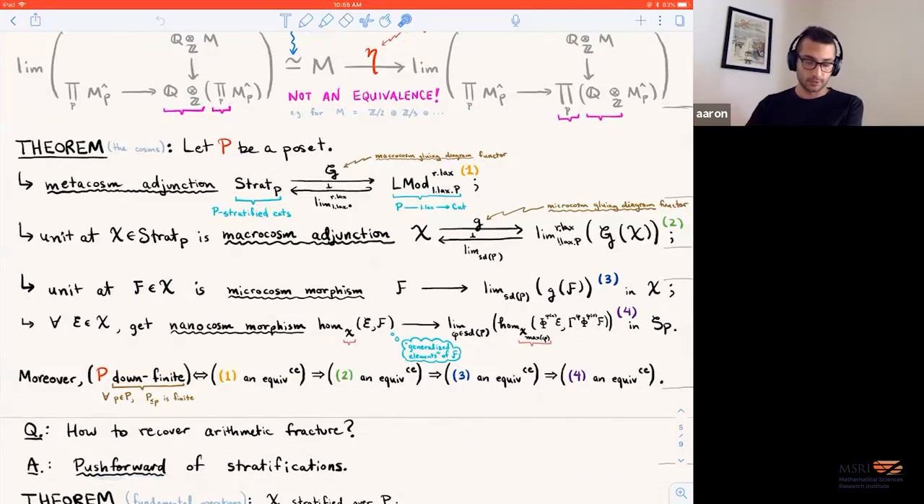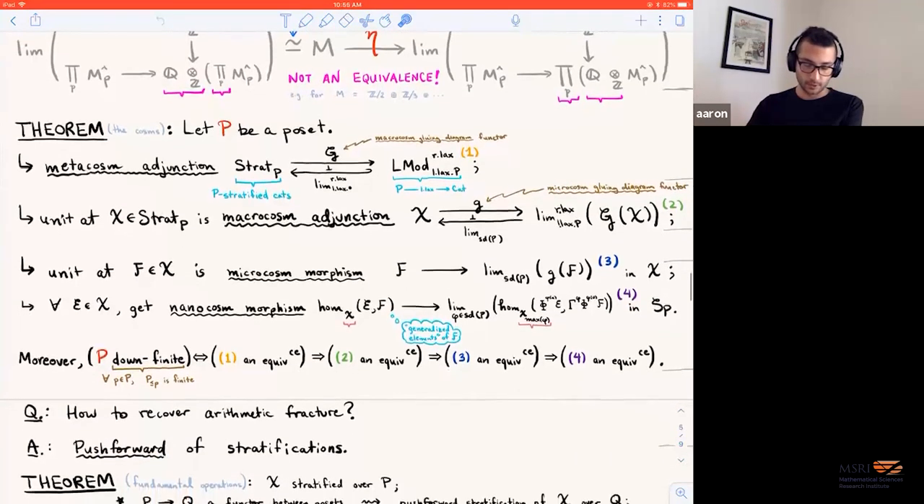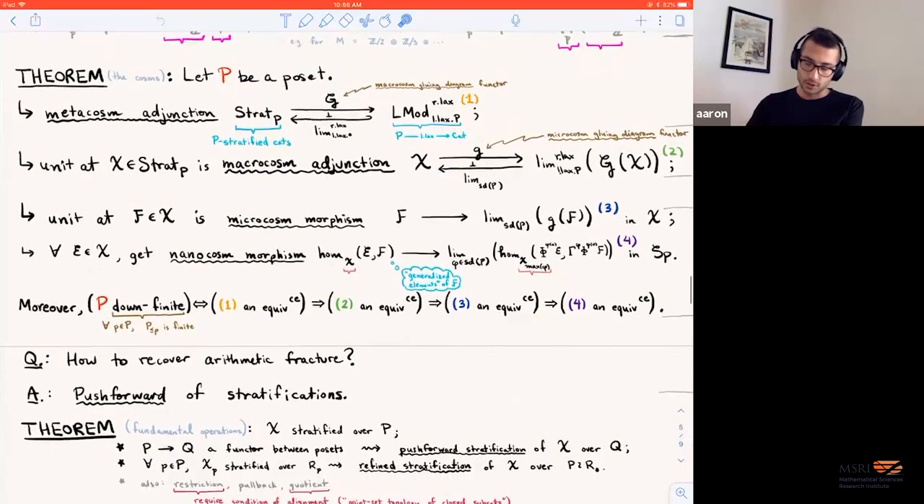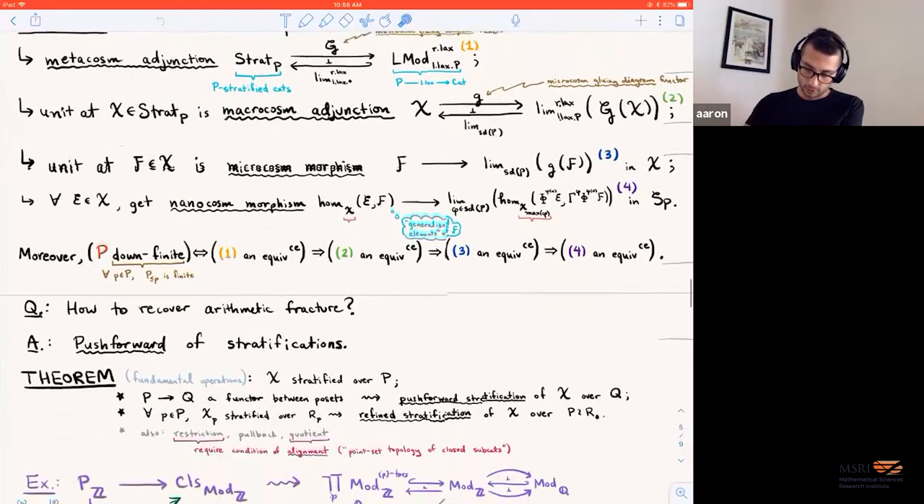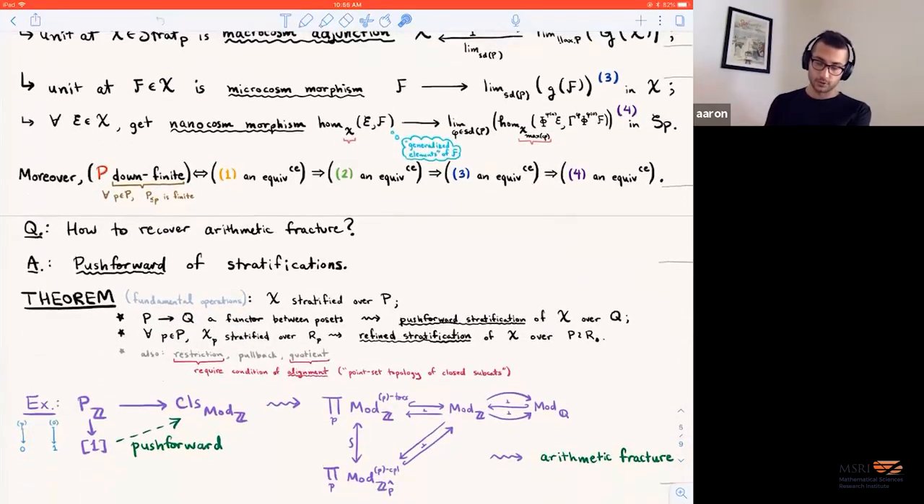So there's in fact a whole bunch of fundamental operations. Let me just describe the two most interesting ones. If I have a stratified category over P and I have a functor of posets from P to Q, I can take the push forward of this stratification and I get a push forward stratification. In fact, it's just a left Kan extension.